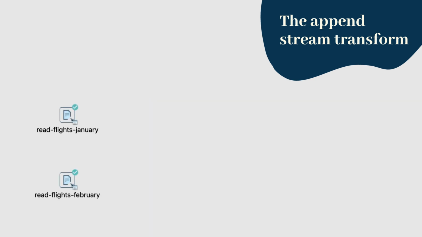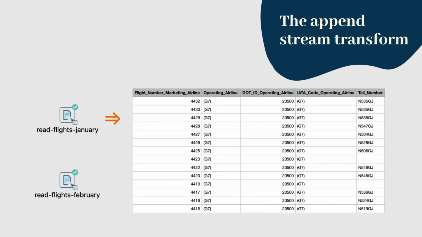Let's say you have the same 2 flight data files, flight data January CSV and flights data February CSV. Both files have identical columns. However, the operating airline column in January's file contains extra characters, like parentheses, that need to be cleaned up.